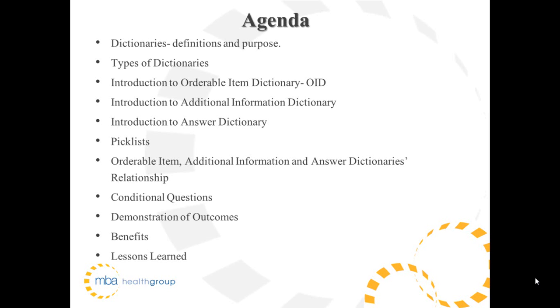I will touch base on what pick lists are, and by the end of this presentation, you should be able to understand the relationship between these three dictionaries, Orderable item, additional information, and answer, and be able to set up conditional questions. I will demonstrate the outcomes that can be produced by these three dictionaries and explain how this setup can be beneficial to your practice. I will summarize the information covered in this presentation in the Lessons Learned slide.